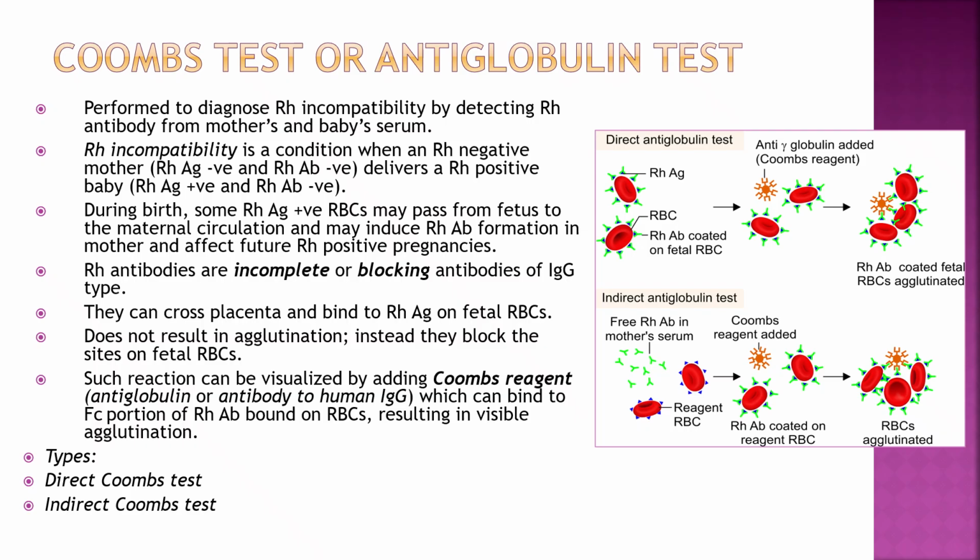Indirect antiglobulin test: there are free Rh antibodies in mother serum, and then reagent RBCs are there. When Coombs' reagent is added, the Rh antibody coated on reagent RBC gets agglutinated.